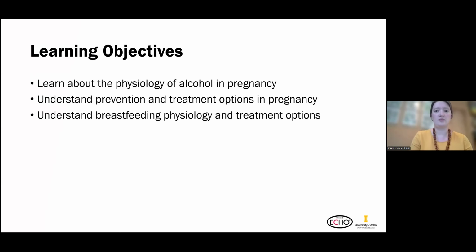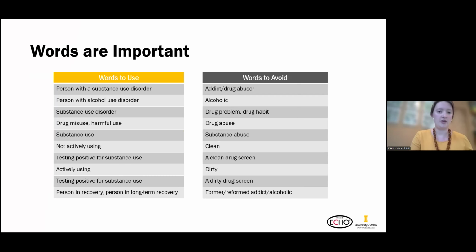All right, so starting off with some person-first language or stigma-free language. Words that we try to avoid are things like addict or alcoholic, and rather say things that emphasize the personhood and humanity of a person who's struggling with a substance use disorder or alcohol use disorder, and not using words like clean or dirty, but rather being more specific with what we mean, like actively using or not, or urine drug screens. Be specific, like testing positive for a substance or not.